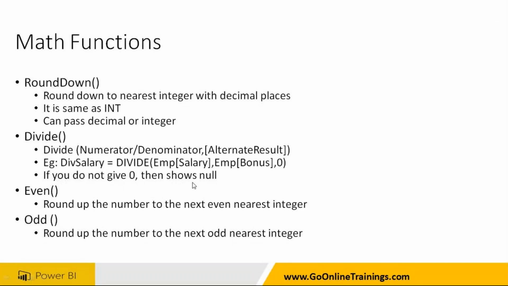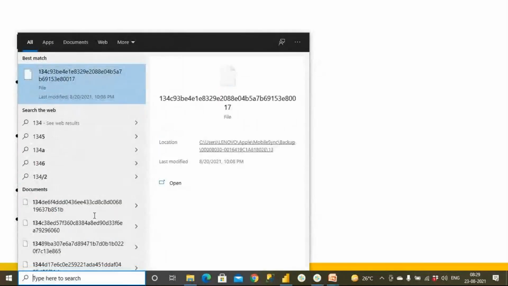Okay. Even rounds up the number to the next even nearest integer. We have even and odd numbers, right? So if you want to, for example, I have 134.